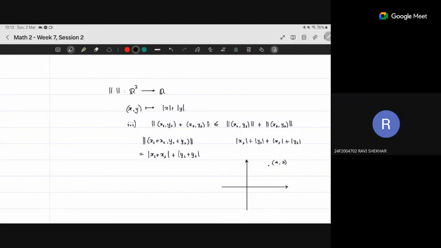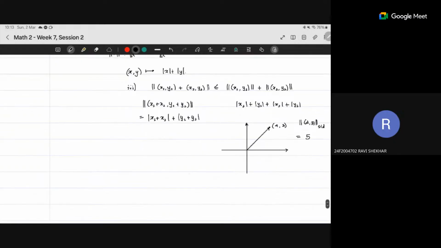Now the length of this 4, 3 in the usual sense, I'll just call it the standard length of 4, 3. What is the standard length of 4, 3? 5. Distance from the origin. Yeah, distance from the origin, which is 5. Pythagoras theorem gives you 16 plus 9 under square root, which is 5. But what does that actually capture? That actually captures the distance from the origin.